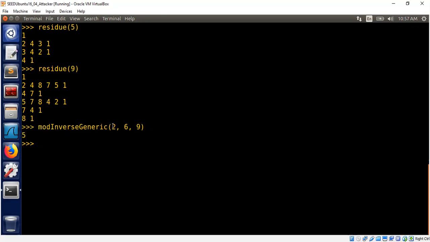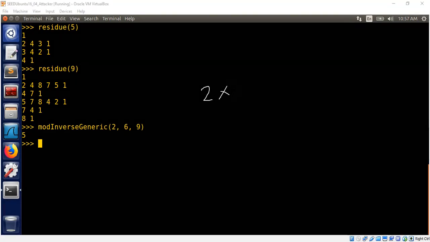We can check easily. 2 times 5 is 10, and 10 mod 9 is 1. That's exactly the definition of inverse. Just to be clear, I will write it: 2 times 5 is 1 in mod 9. That's what we just computed. The algorithm is essentially doing that part; it's computing this number 5 for us.